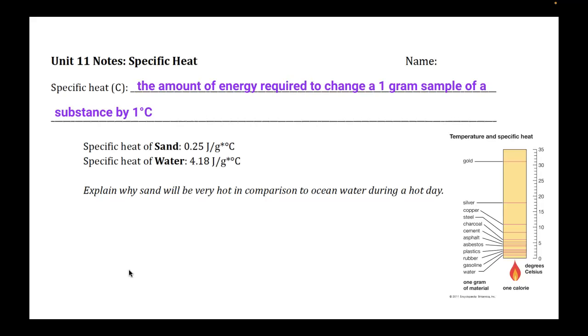Specific heat. We use the variable C to represent specific heat, and that is the amount of energy required to change a 1 gram sample of a substance by 1 degree Celsius. The specific heat of sand is 0.25 joules per gram times degree Celsius, and of water is 4.18. Based on the reading that you did, and thinking about that definition and the specific heats of those, explain why sand will be very hot in comparison to water during the middle of the hot day.